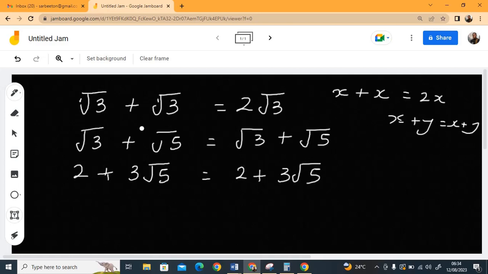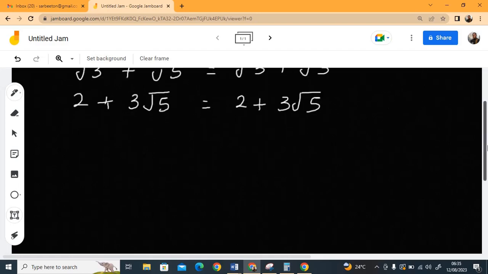So it's plus and minus. Once you understand how algebra works, you'll be able to understand how addition and subtraction of surds work. So this is addition of surds. Now let's move to subtraction.